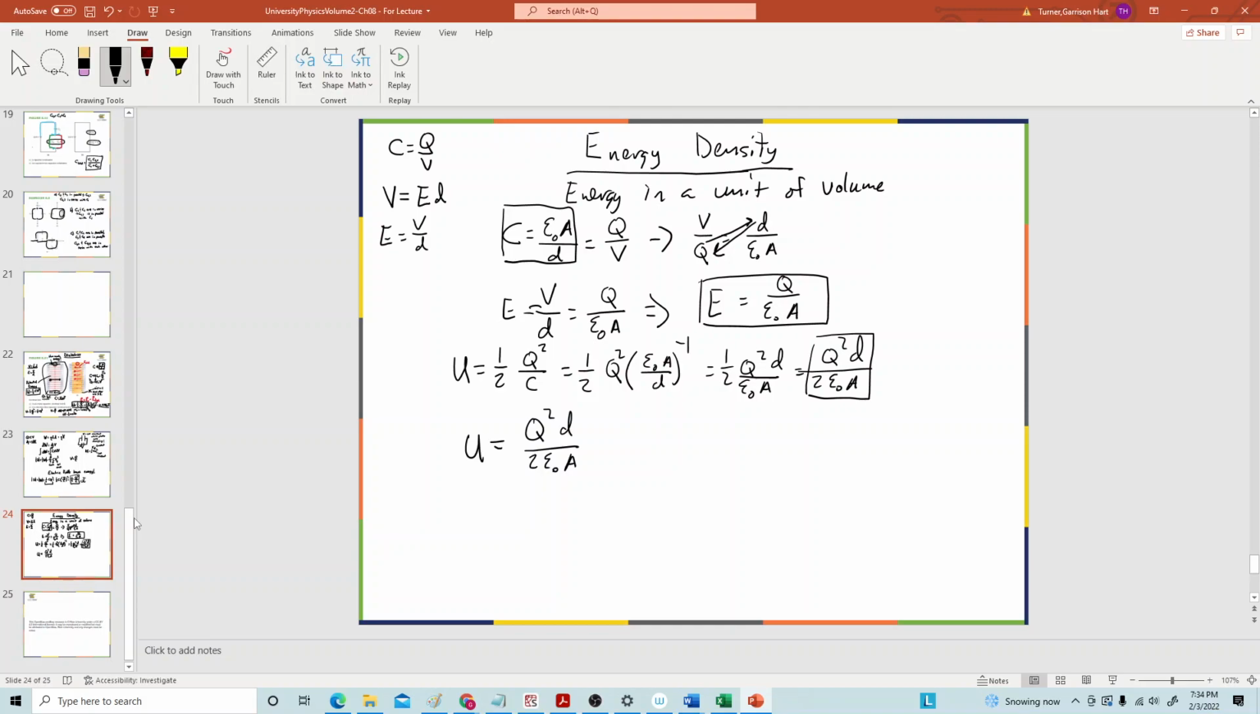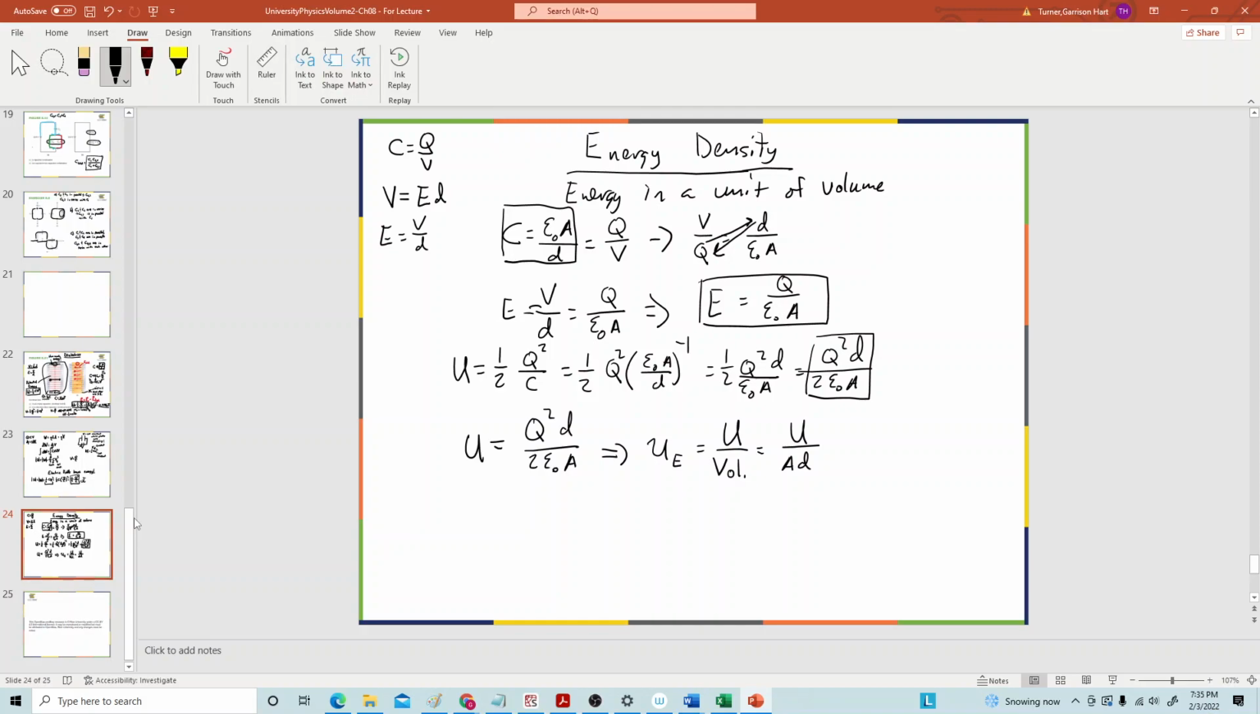The energy density is going to be equal to, okay, equal to, we give it the lowercase u, and we're going to give it the subscript E for electric energy, not to be confused with magnetic energy when we get there. But this is going to be U divided by the volume.